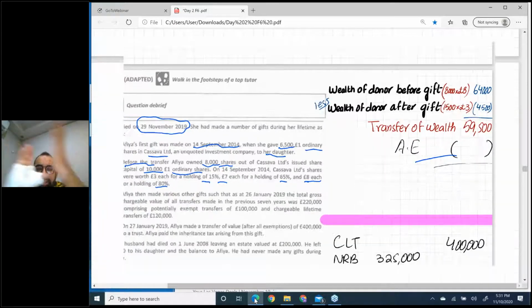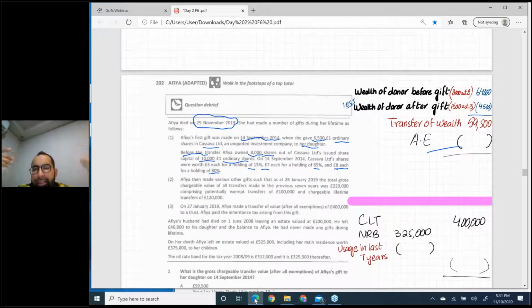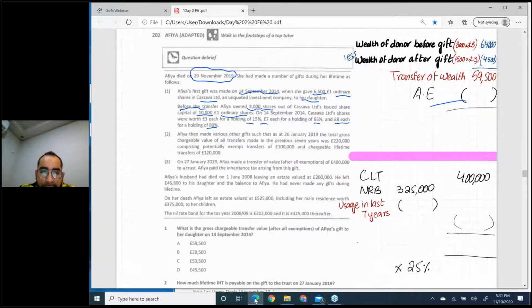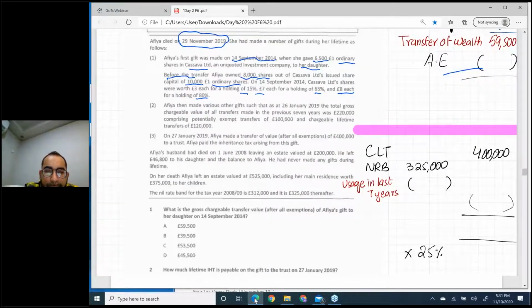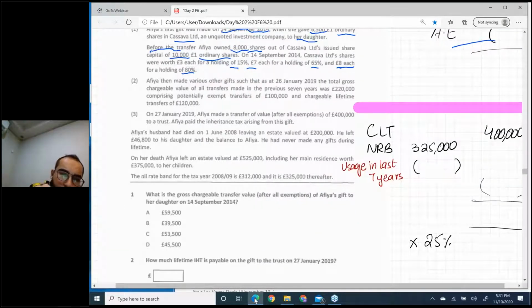Please concentrate, boys and girls. I'm reading question number 1: what is the gross chargeable transfer value after all exemptions? After all exemptions means we have to deduct the annual exemption as well.